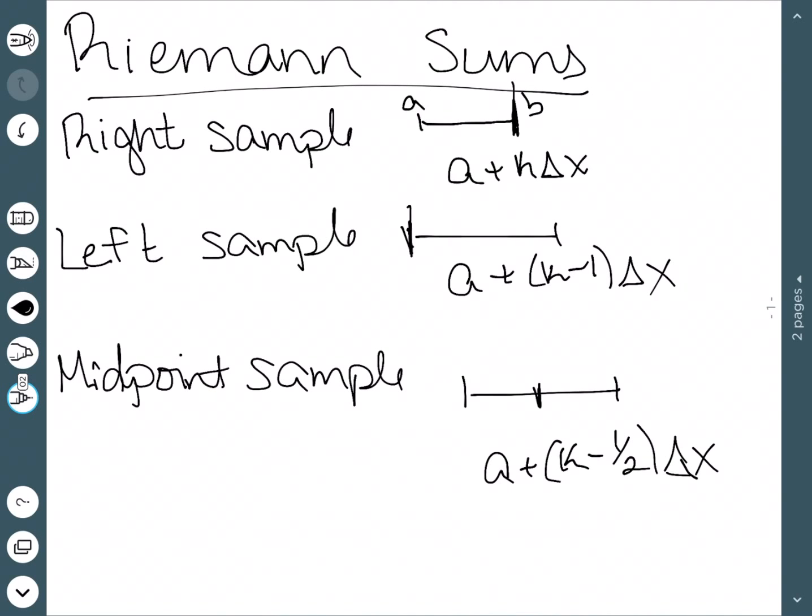It doesn't really matter which one of these I pick, as long as I stay consistent throughout the problem. It's important to note that these Riemann sums are just estimates. There are errors with each one of these, so it really just depends. Let's do some examples of each.